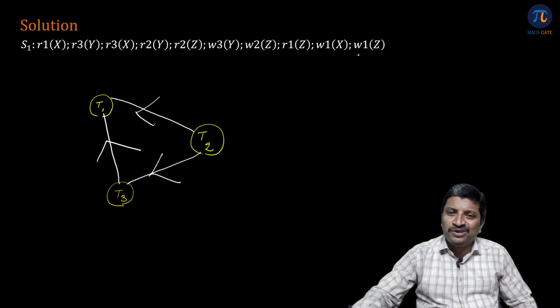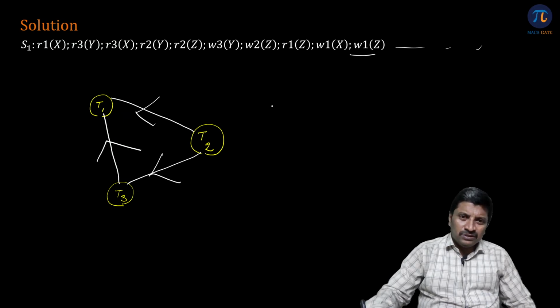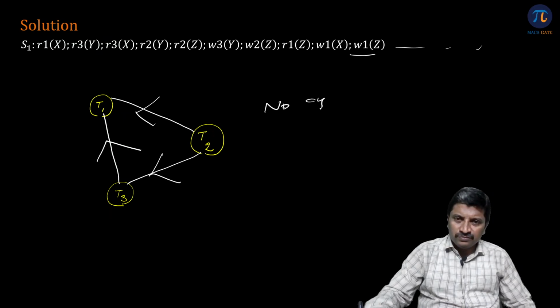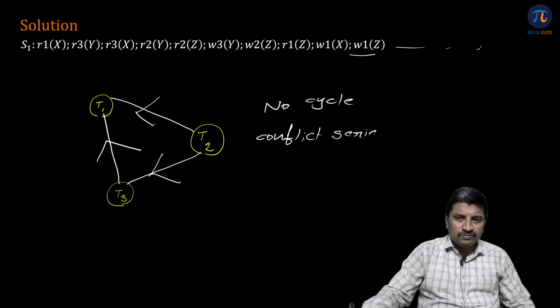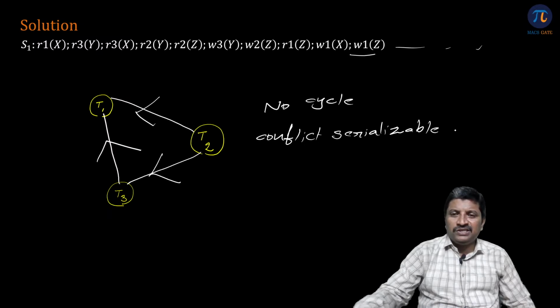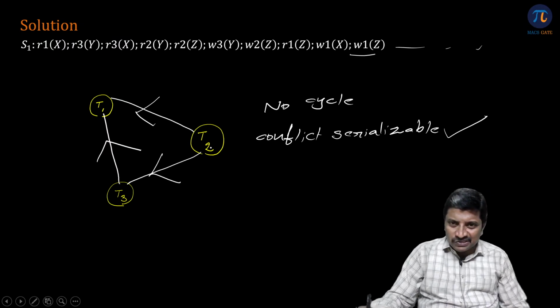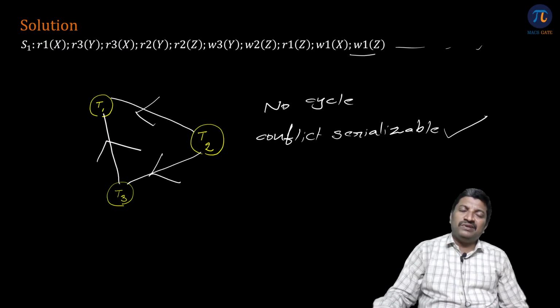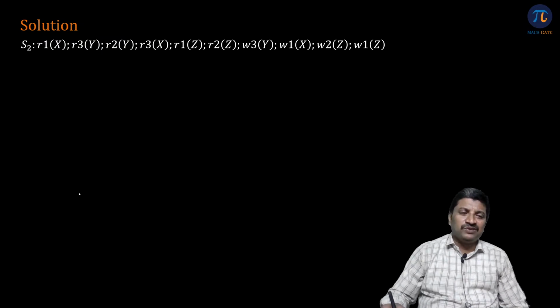For the last one, do you have any conflict, sir? No issue, right? Now, do you have any cycle, sir? No cycle. Am I right? So it is conflict serializable. So like that, we need to form the precedence graph and verify whether it is conflict serializable or not. What about the next one, sir?